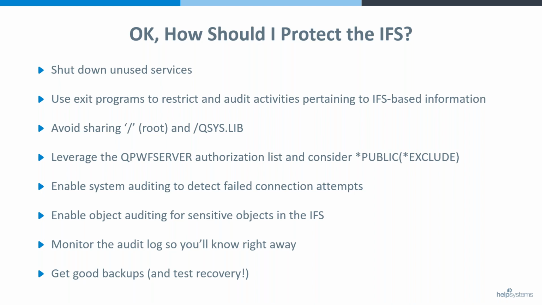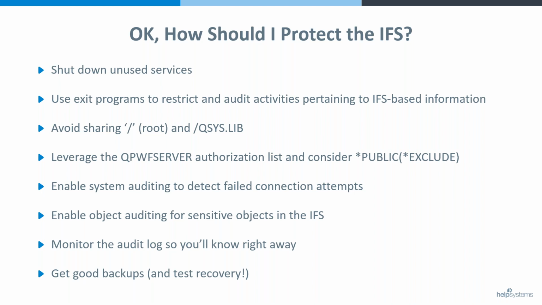I can decide that Robin can map a drive, but can't go through the folder called X, or they can read data from a stream file, but they can't write to it, or they can't delete it, right? So the exit program is going to give us nice control there. I mentioned the big no-nos of sharing the root folder and QSYS.LIB, so check your system. If you find that, let's talk. It's definitely one of the quickest, easiest things you can do to reduce risk.